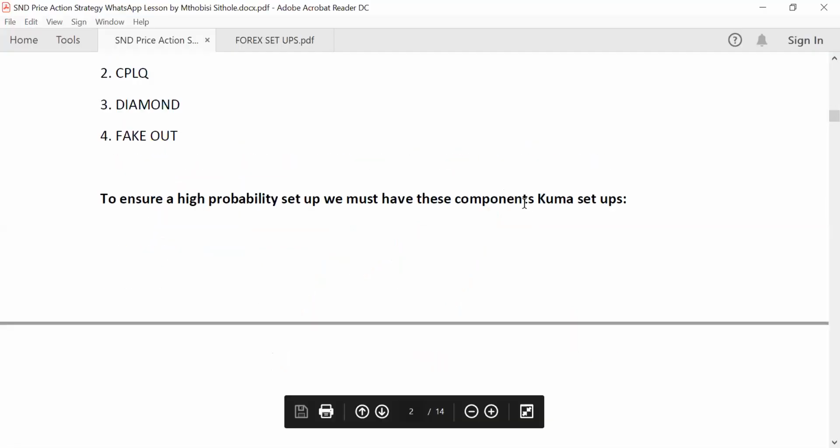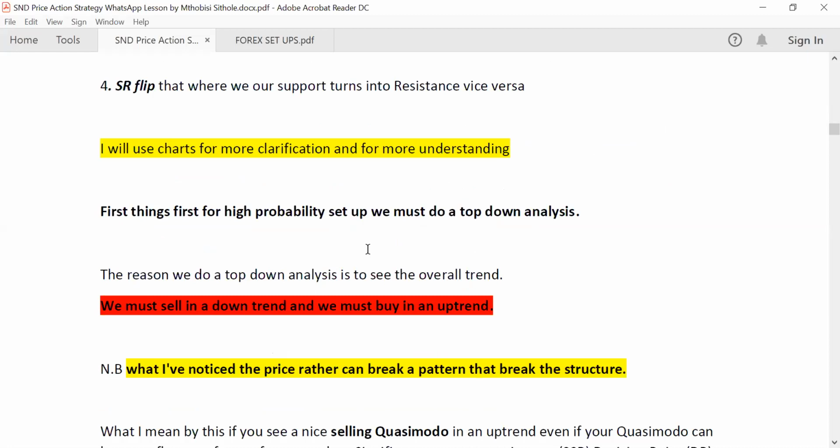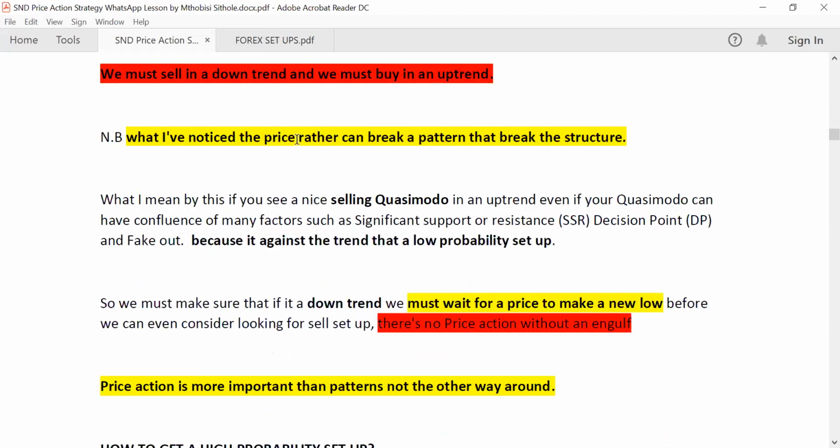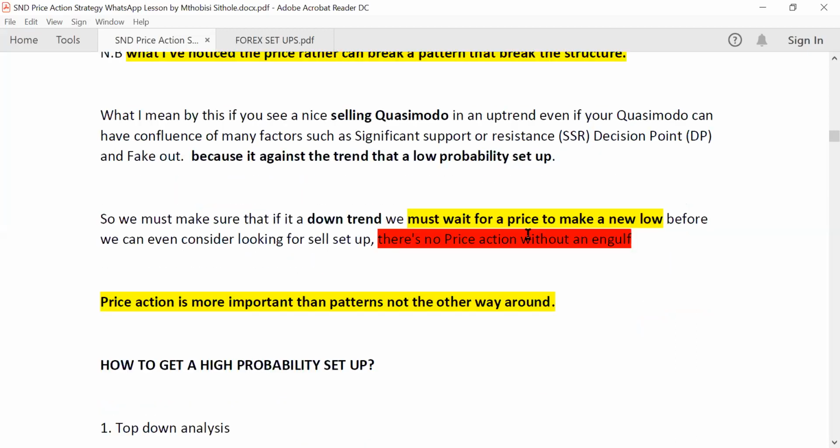So obviously you do your top-down analysis, significant support, decision point, and then the failure to return, where the price fell. An SR flip is where support becomes resistance or resistance becomes support. Okay. So what you need to understand is that a price can break the pattern but not the structure, which means if you see a nice selling Quasimodo in an uptrend, it is a low probability trade because it's against the trend of the market. Sometimes you see a head and shoulders and think you'll sell, but if it's an uptrend, it's not a high probability trade, it's a low probability trade.